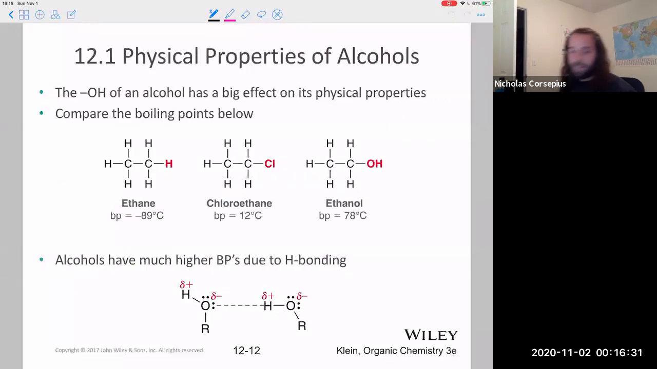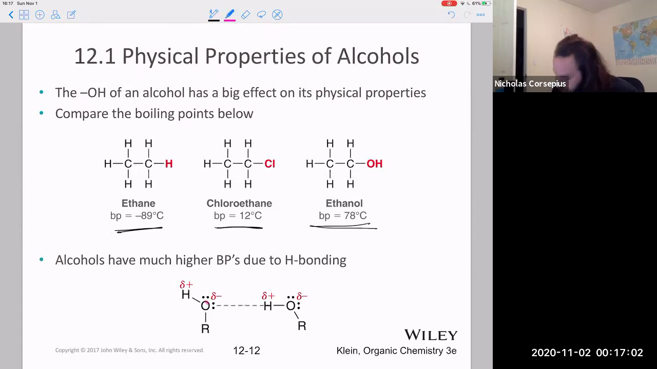Okay, we talked about physical properties of alcohols way back at the beginning of the semester, but let's just remind ourselves: alcohols tend to have very high boiling points relative to their alkane or even alkyl halide counterparts. Remember, boiling point and melting point are good measures of how strongly neighboring molecules are interacting with one another. And alcohols can interact with one another very strongly because they can do so through hydrogen bonding, right?